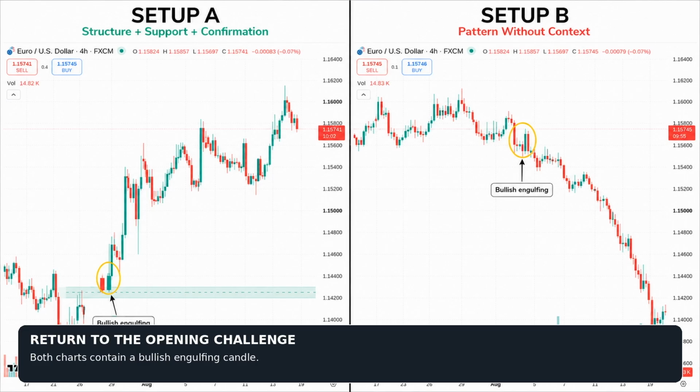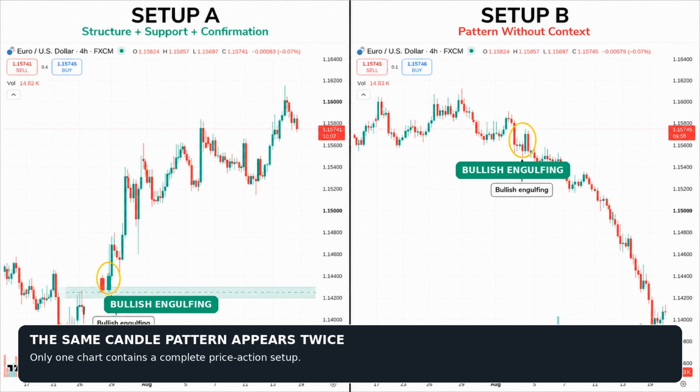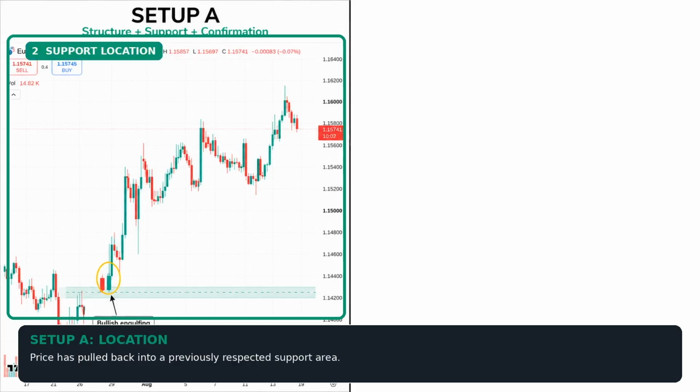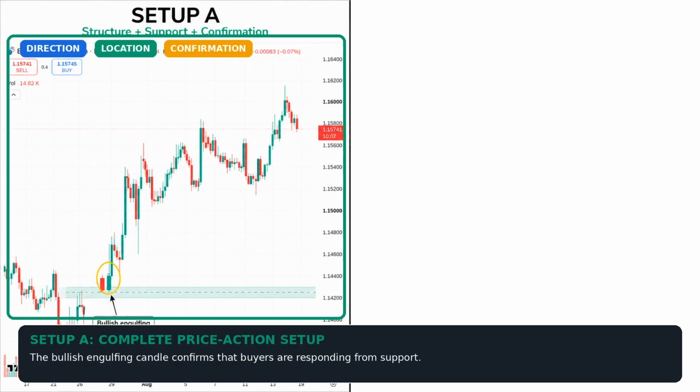Now let us return to the 2 charts from the beginning. Both contain a bullish engulfing candle, but only one contains a complete price action setup. Setup A appears during bullish market structure. Price has pulled back into a previously respected support area. The bullish engulfing candle provides confirmation that buyers are responding from that area. Setup A therefore contains all 3 concepts: direction, location, and confirmation.